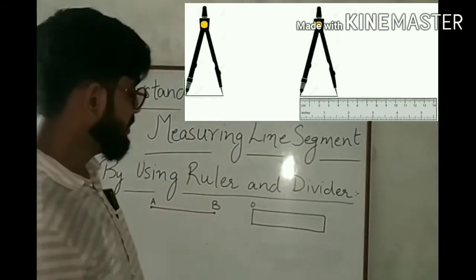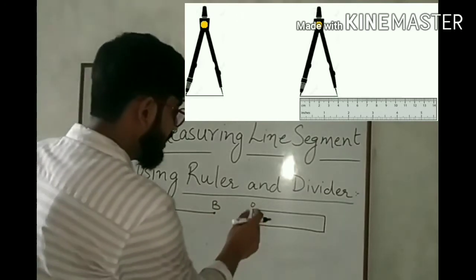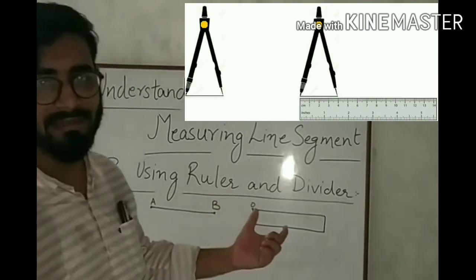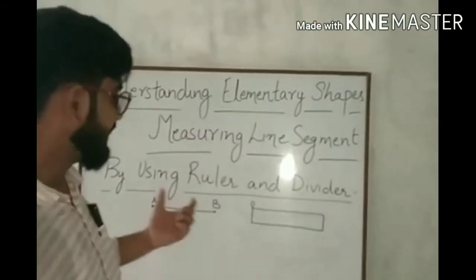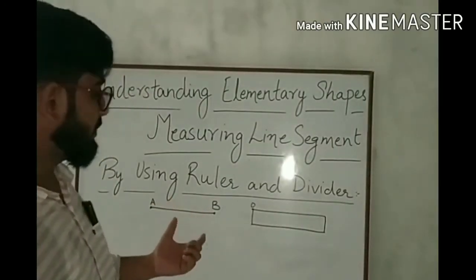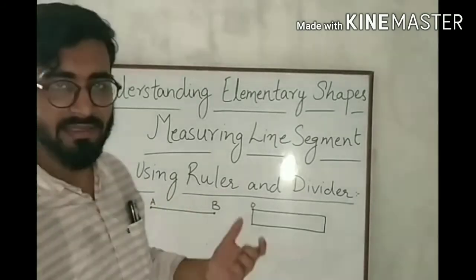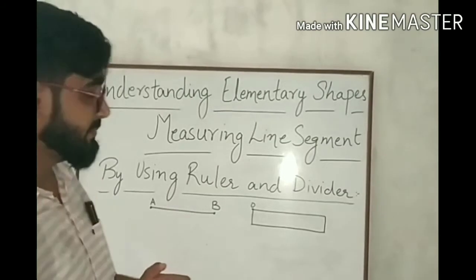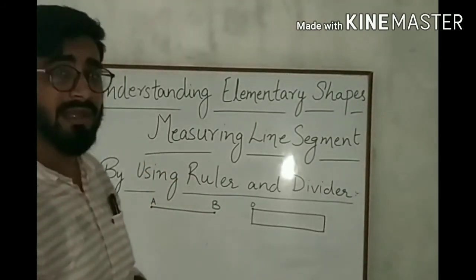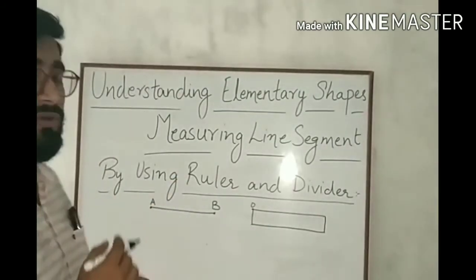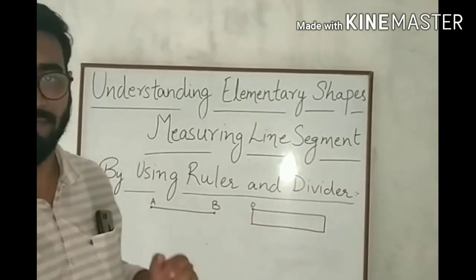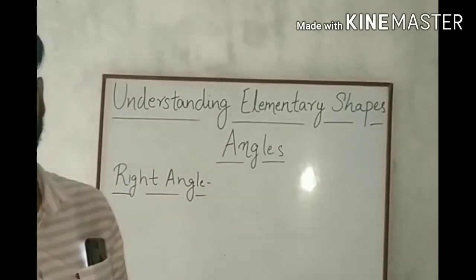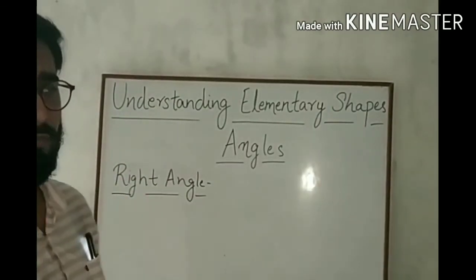So what you will do, you will take that divider and put one of its ends at 0, and you can measure the length of the divider. In this way, you can tell the exact measurement of this line segment by using a divider. So this method is very useful. Why? Because through this method, we can also tell the actual measurement of the line segment. Understood? Any doubt?